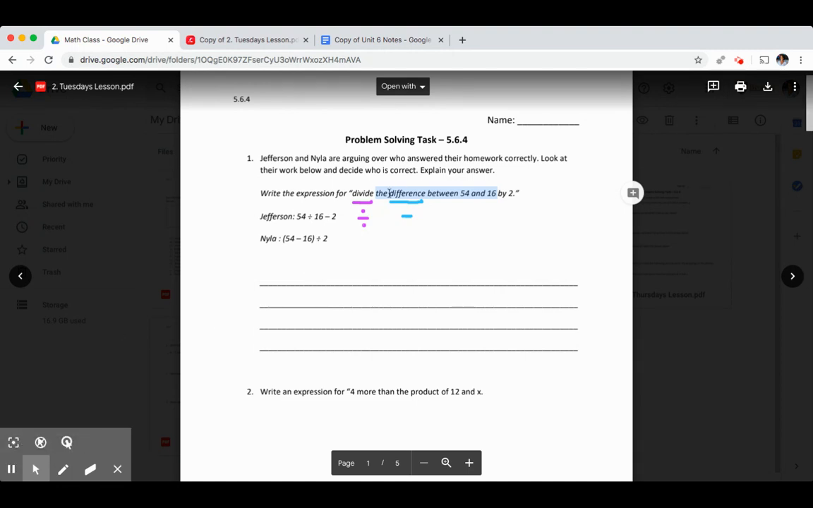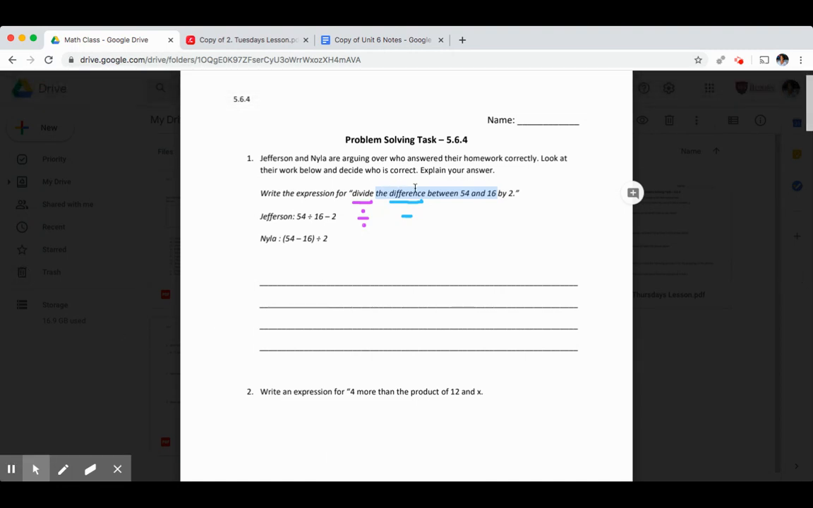So based on this phrase, what's being split in 2 is the difference of 54 and 16. So that means first we need to do the subtraction and then we can divide. So the expression that we choose as correct has to show that. It has to show that first you're doing the subtraction between 54 and 16, and then you're dividing that answer by 2.